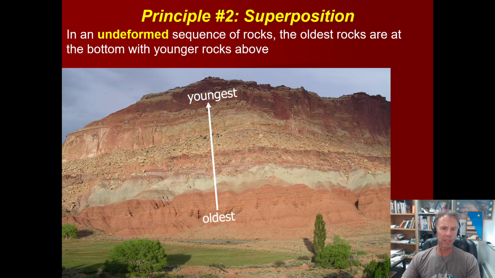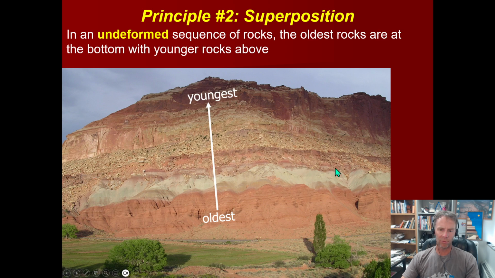Principle number two is superposition. Basically, if you have an undeformed sequence of sedimentary rocks, the oldest rocks will be at the bottom and the youngest rocks will be at the top. So here's a nice photo I took down at Capitol Reef National Park. The red rocks at the bottom here are part of the Moenkopi Formation, a Triassic unit. Sitting above them are some of these gray and purple layers here.